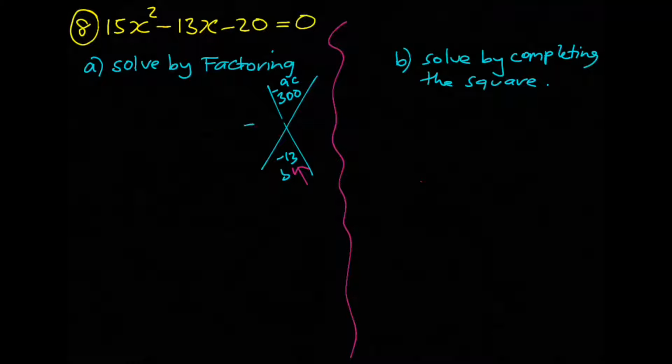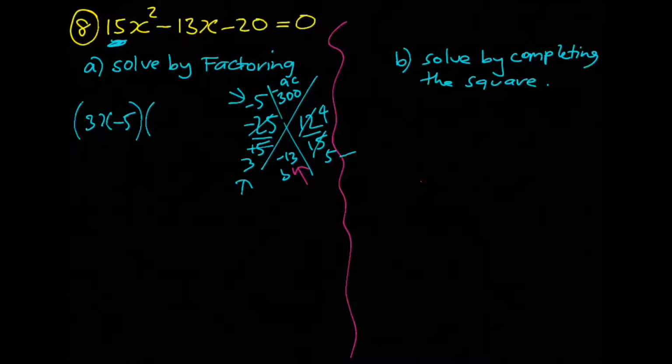So we go ahead and put negative 25 and 12 in here, but that's not it because we've still got a 15 at the front, so we need to divide it by that. And then we break it down to its lowest common denominator, so that's negative 5 on 3 and 4 on 5. So we end up with 3x minus 5 times 5x plus 4. So using the null factor, x equals 5 on 3 or x equals negative 4 on 5.